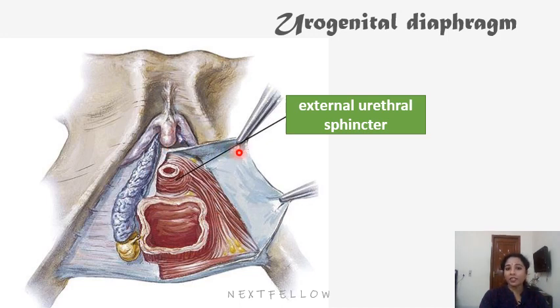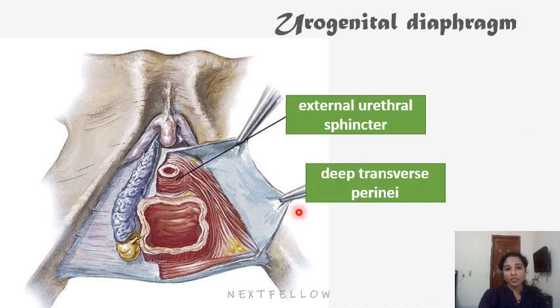And once you reflect the perineal membrane, you can see these glands. And let's see the components. It contains mainly the external urethral sphincter. So this is the external urethral sphincter, and also it contains deep transverse perineal muscle. So this is the deep transverse perineal muscle.